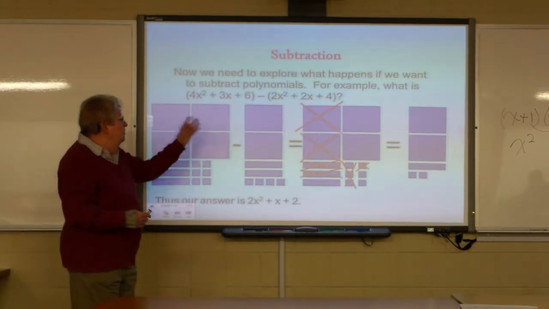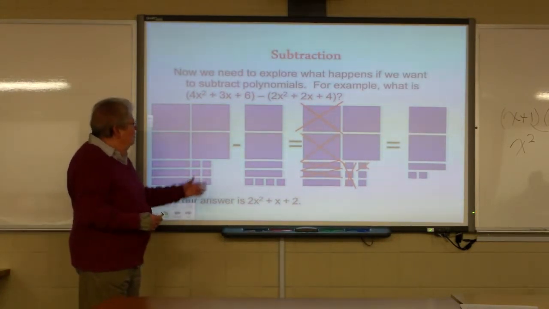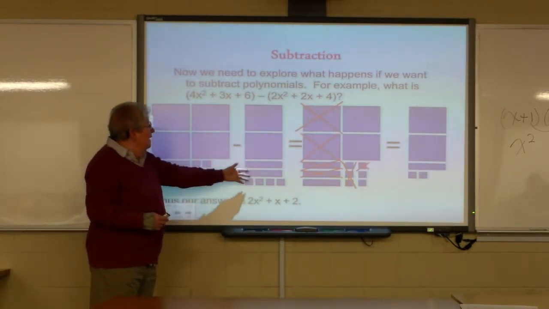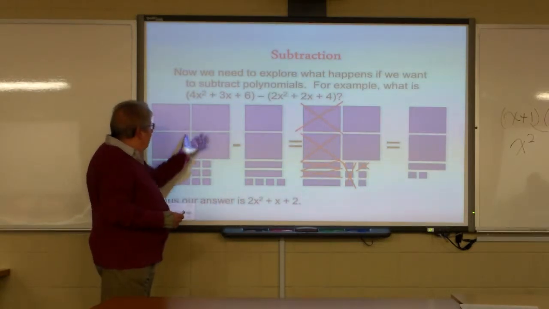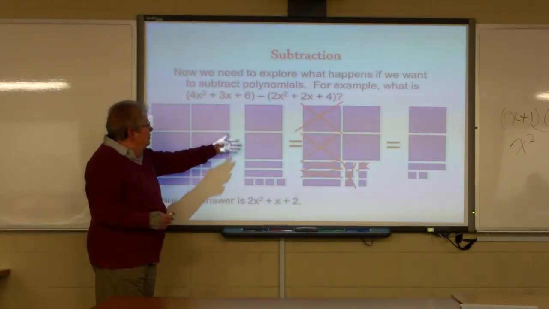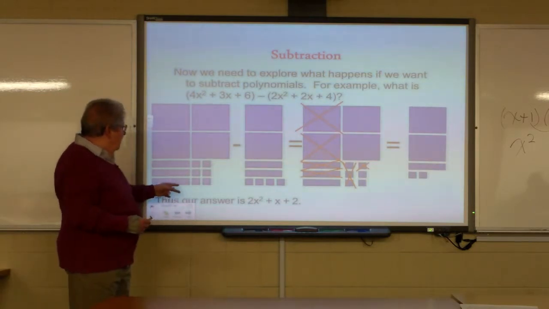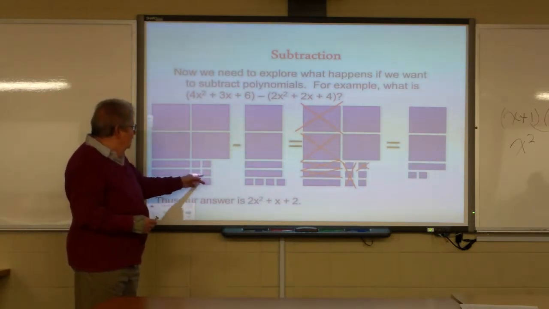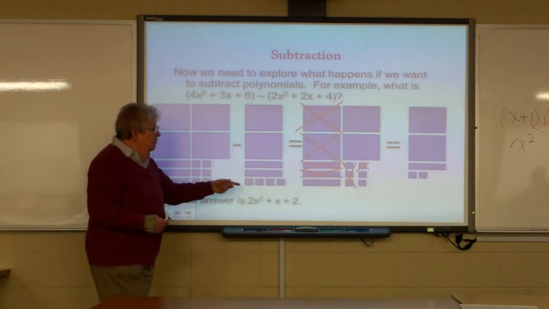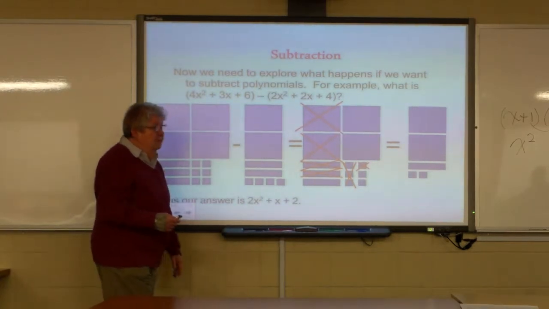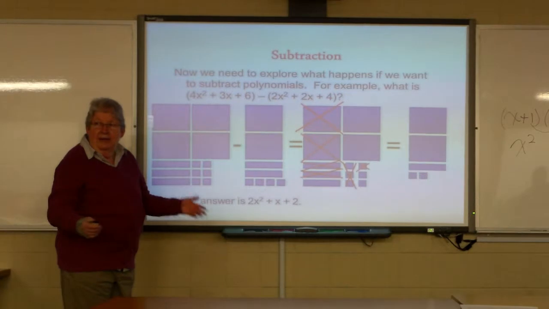So let's say we want to subtract. Okay, well, what are we going to do? We're going to subtract this amount. So we're going to take our original amount, and we're going to cross off 2 of the squares, and then we're going to cross off 2 of the x's, and then we're going to cross off 4 of the units. And so what are we left with?